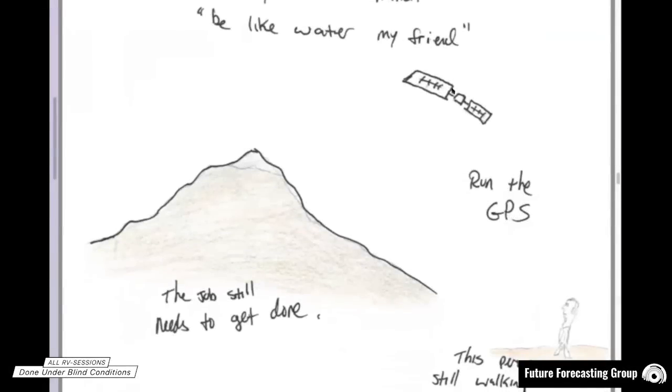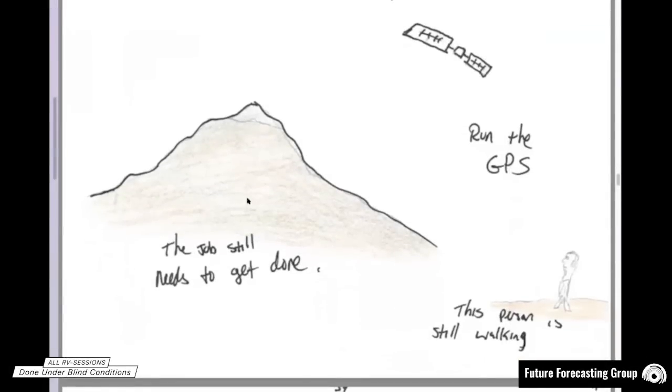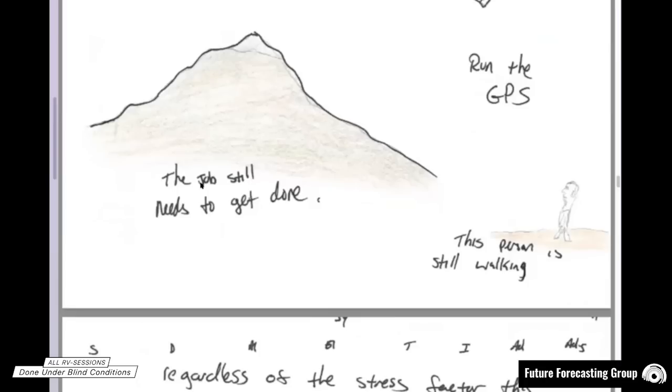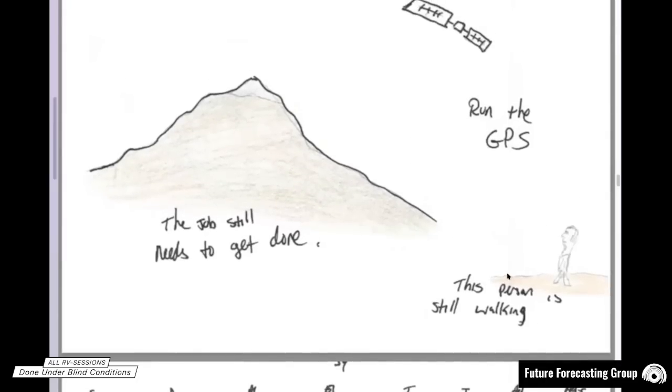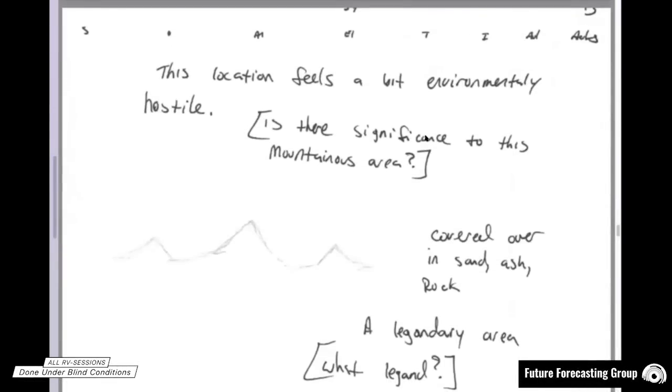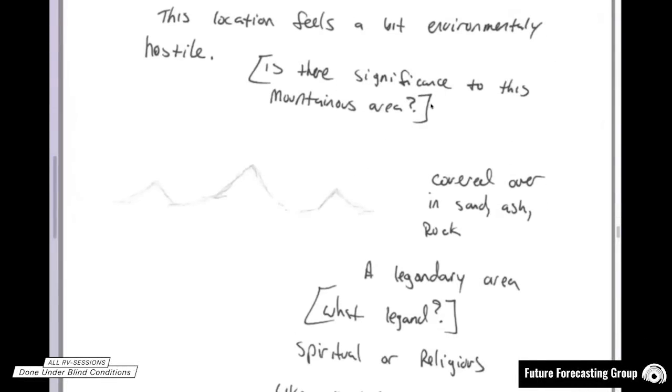So, here I go. I go back to the satellite and the pointed thingy here. What I'm perceiving here is a mountain shape. The job still needs to get done. Run the GPS. This person is still walking. This location feels a bit environmentally hostile. Is there significance to this mountainous area?